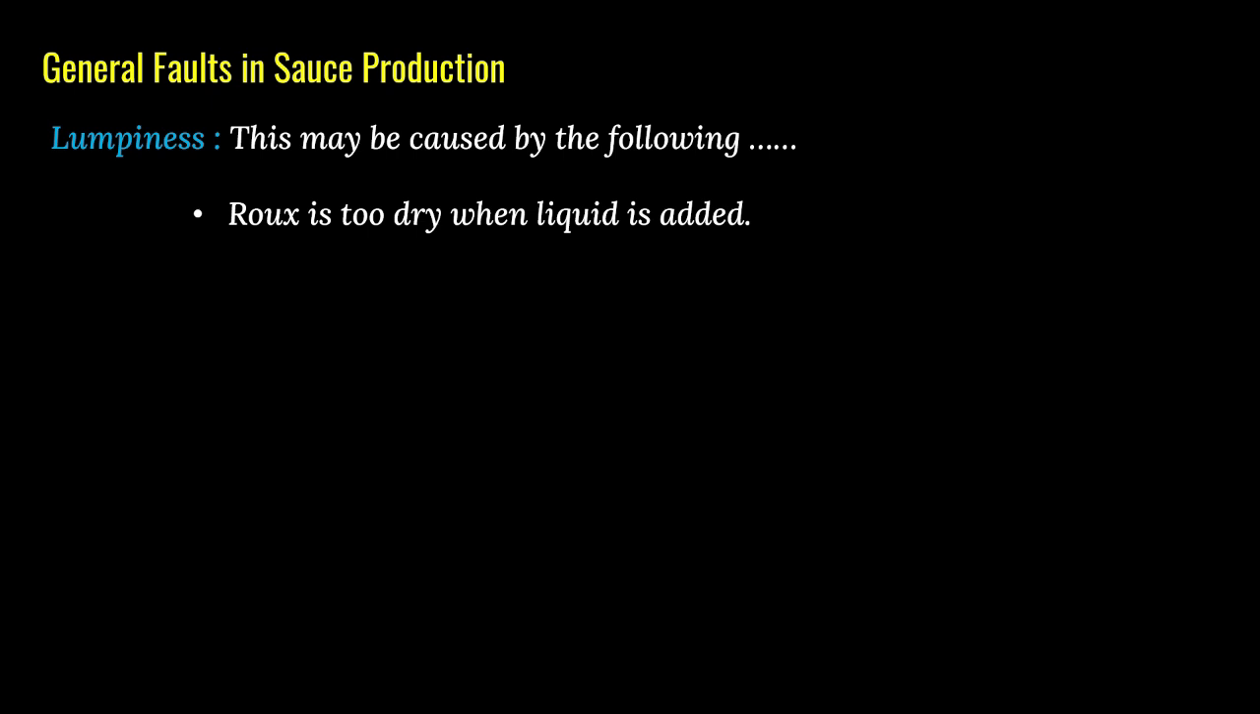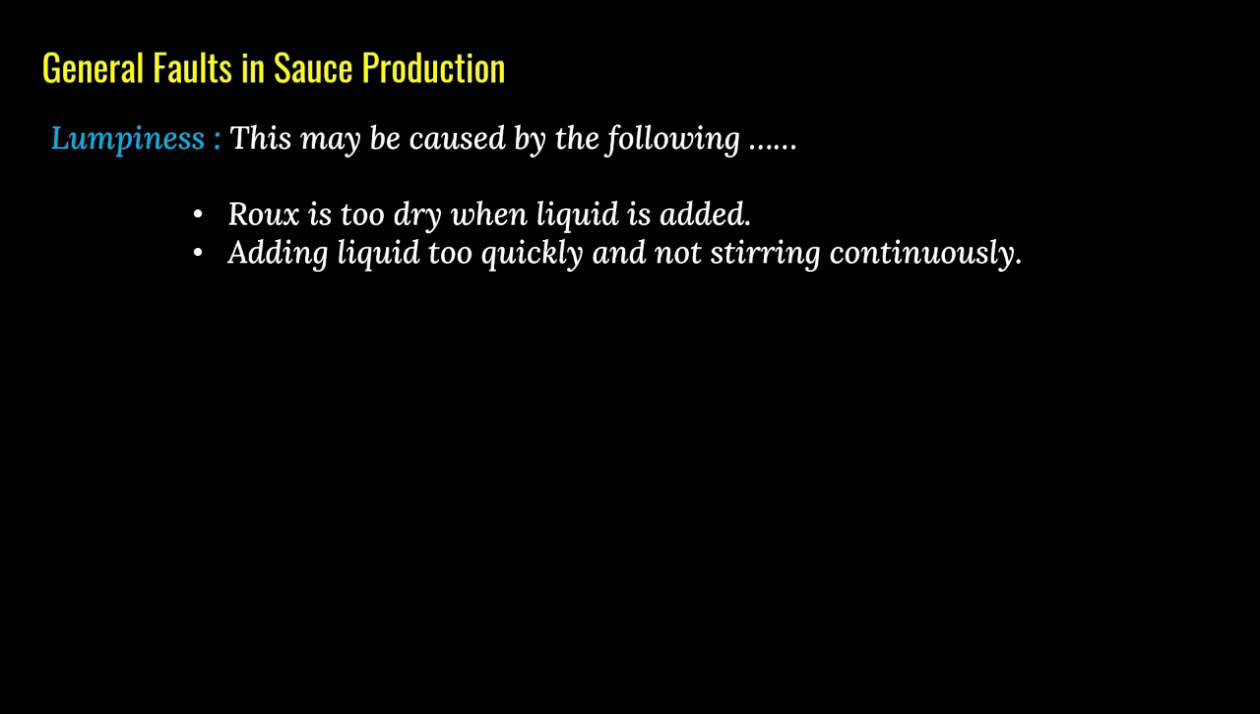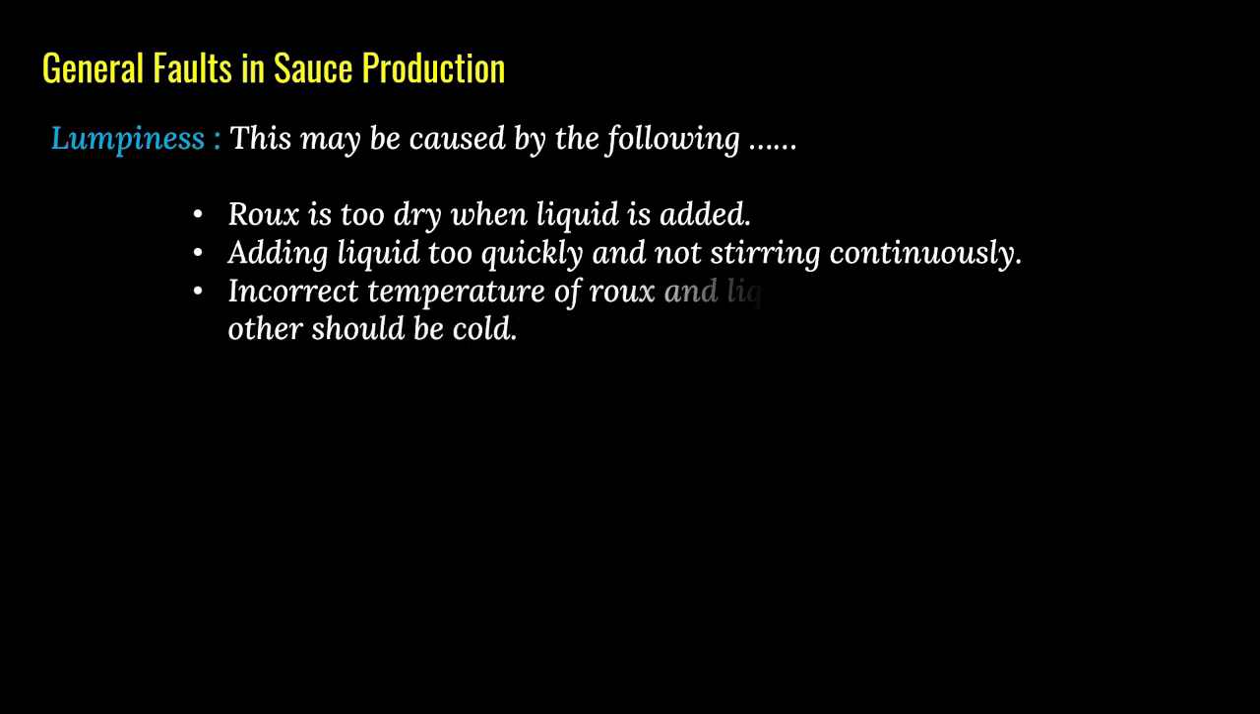If you remember, in our last session, we discussed how the roux will be mixed in with the liquid. That is, hot roux with cold liquid and cold roux with hot liquid. If you are not following it properly, then the obvious result is that it will form lumps. Another cause is adding liquid too quickly and not stirring continuously. We have told you that whenever you add the liquid to the roux, you have to whisk it thoroughly. If you are not whisking it thoroughly, there is a possibility that it will form lumps.